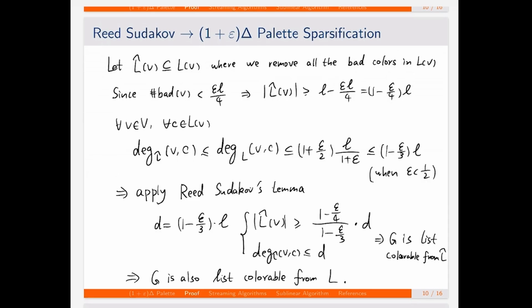There are a few things I want to remark. First, I want to note here that we choose D to be (1 minus epsilon) or 3 times L here. Recall that in Reed-Sudakov's lemma, we need D to be greater than or equal to some constant D naught. This D naught is a constant and it is only dependent on epsilon. So when we choose the graph to be large enough, and since L is in the order of square root log n, when n is large enough, then this D will be larger than D naught.